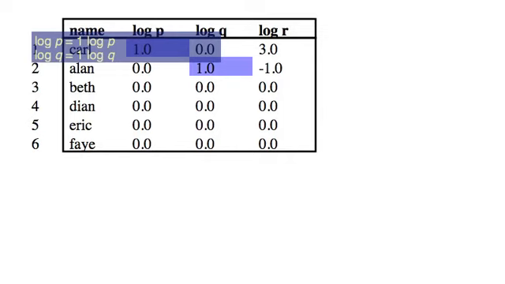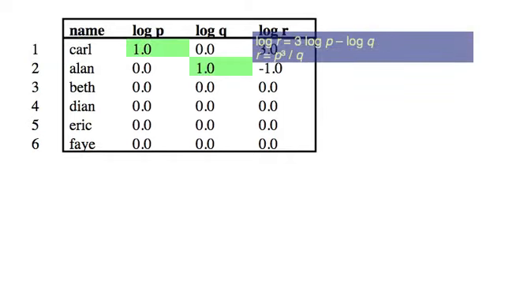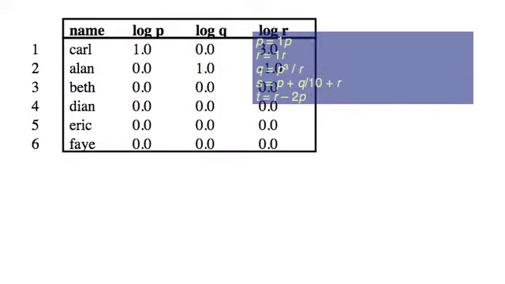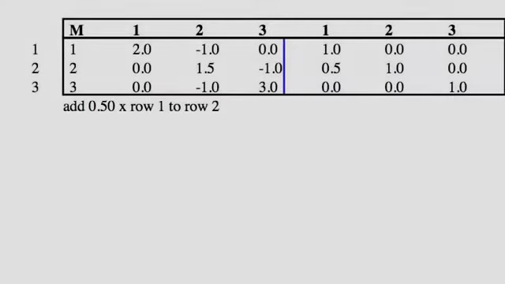Log P and log Q are independent attributes in this example. Log R is a dependent attribute. Because T is defined in terms of R, this is rewritten with R as the independent attribute. Gaussian elimination can be used for other purposes.